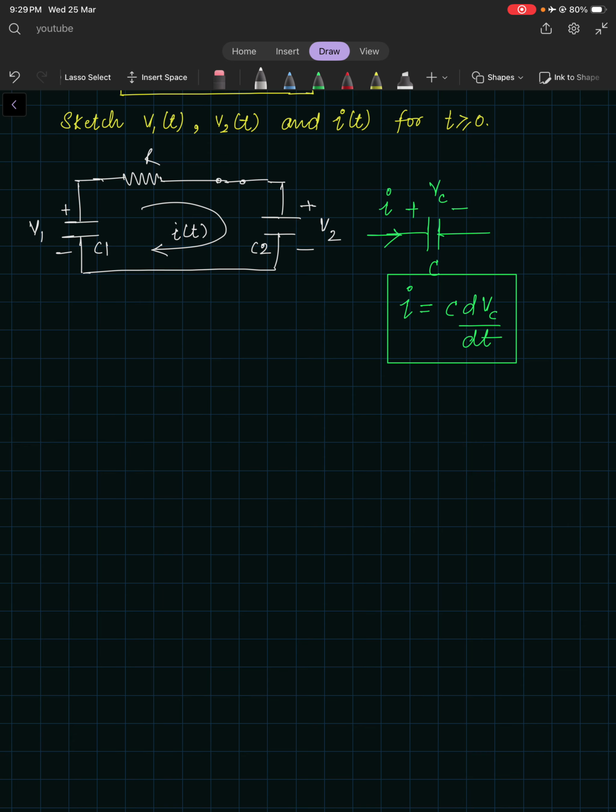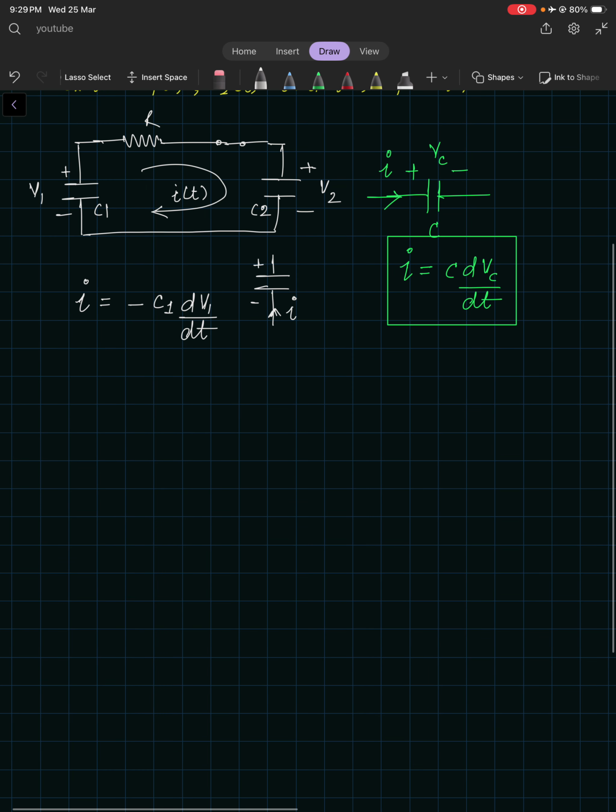Let's use this convention for V1 and I(t). As we can see, I will be minus C1 dV1 by dt. Why is there a minus sign? Because if you see, this is plus and this is minus, and this current I(t) is coming from down this way, so the direction is like this. This current is going into the minus terminal and coming out of the plus terminal, so that's why I have kept this as minus, right?